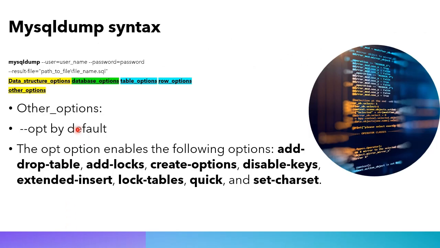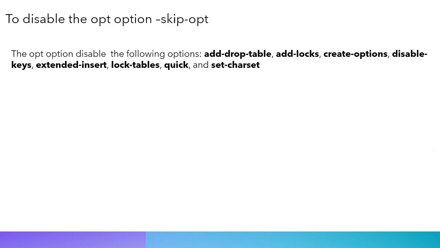All right, now we have the other options. The other options are interesting because, by default, the opt option, which stands for optimization, enables add-drop-tables, add-locks, create-info, create-options, disable-keys, and extended-inserts, which we are going to discuss individually in a moment. To disable the optimization option, you use skip-opt. This command will allow you to disable the optimization option. If you disable it, then you are disabling all of these features. We are going to explain what each feature is in a moment.